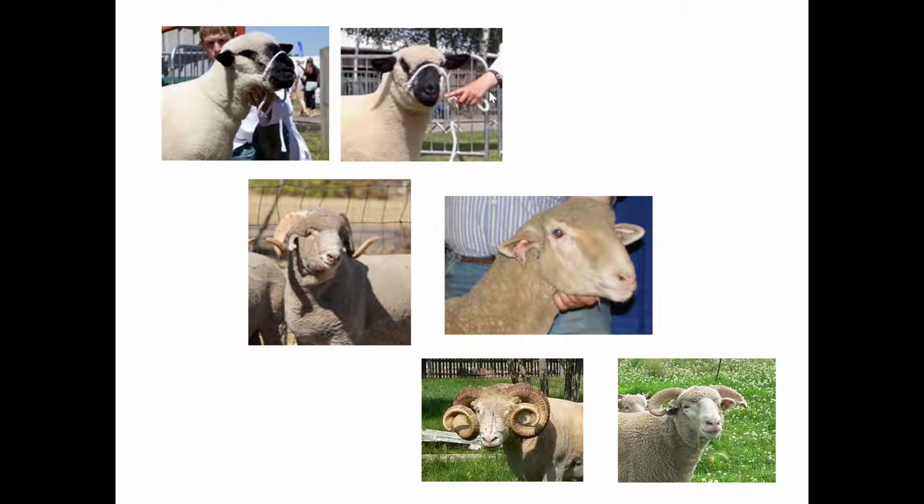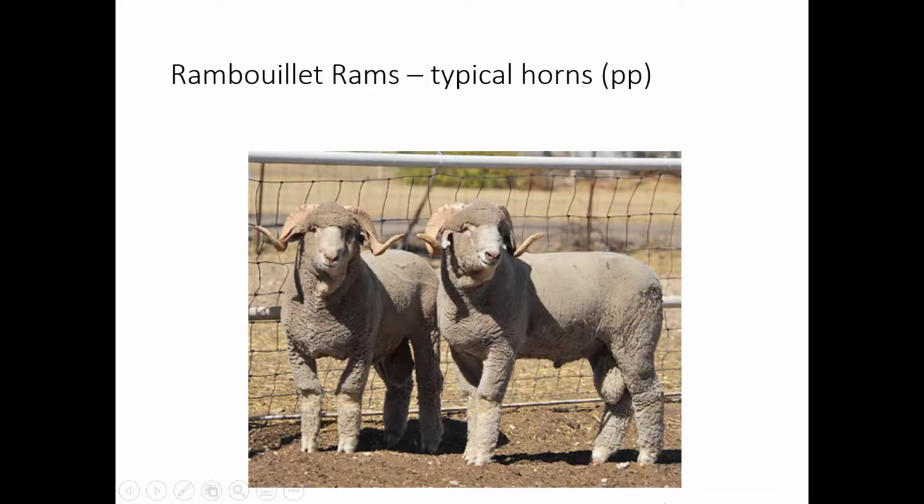Let's look at some pictures. Here we have some ewes that are polled. And then this one, we can't tell whether she's polled or has skers or knobs. This one has horns, and the two on the bottom also have horns. Here we have some Rambouillet rams, and they have the typical horns. They have little p as their genotype.